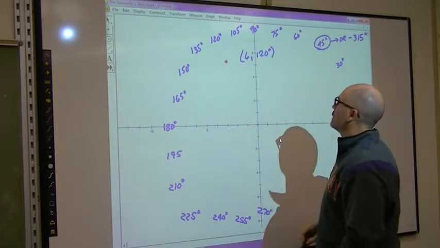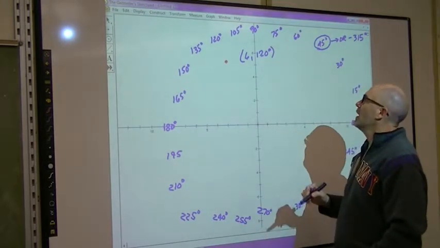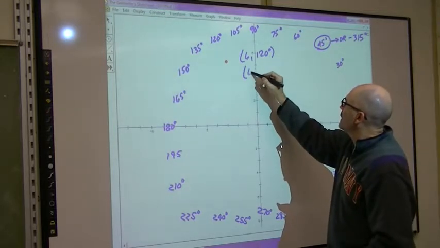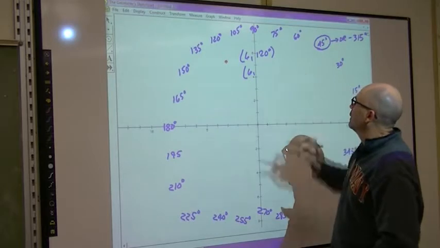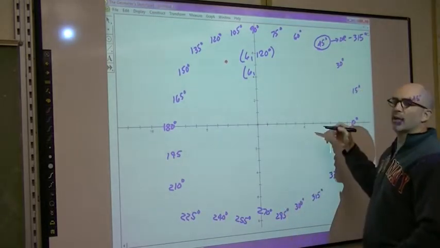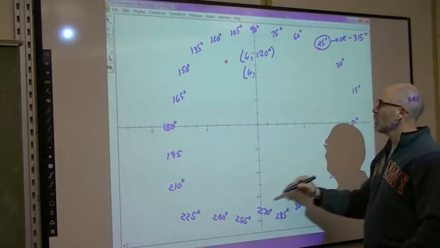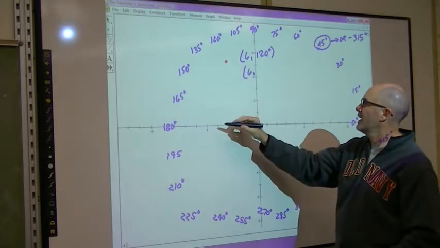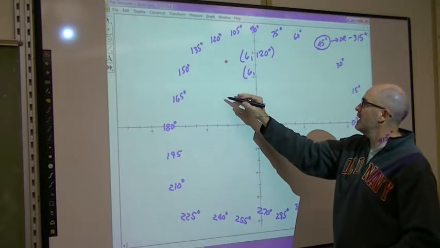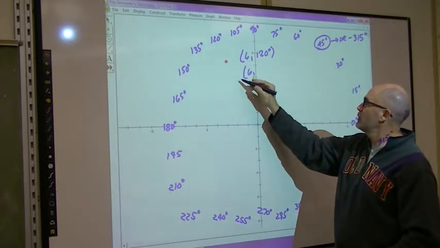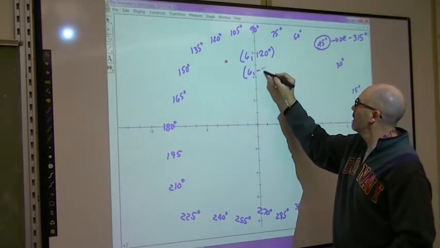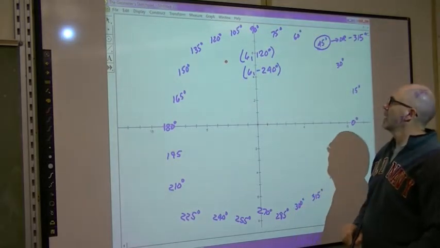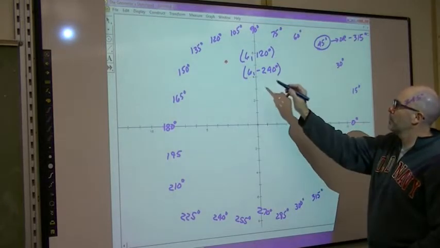There's our positive, positive. Now, let's name it positive, negative. So 6 away at, what's our angle if we go negative? Well, if I go clockwise here, this would be negative 180, negative 210, negative 240. Okay, so that's positive, negative.